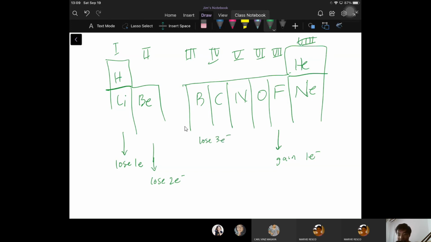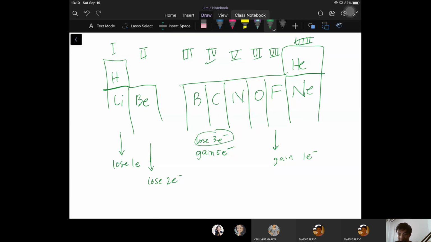Or, ilan yung kailangan niya i-gain para maging neon. Bilangin natin, 1, 2, 3, 4, 5. Gain 5 electrons. Yan, so dalawang option niya. If it loses 3 electrons, helium na siya. If it gains 5 electrons, neon siya. Ang question, sino mas malapit? E di yung helium, no? Kasi 3 electrons lang, no? Mas effortless yan kaysa sa 5. Okay? So, instead, yung boron natin, mag-lose siya ng 3 electrons, no? So, that is true for group 3 elements, no? So, lahat sila maglo-lose ng 3 electrons.